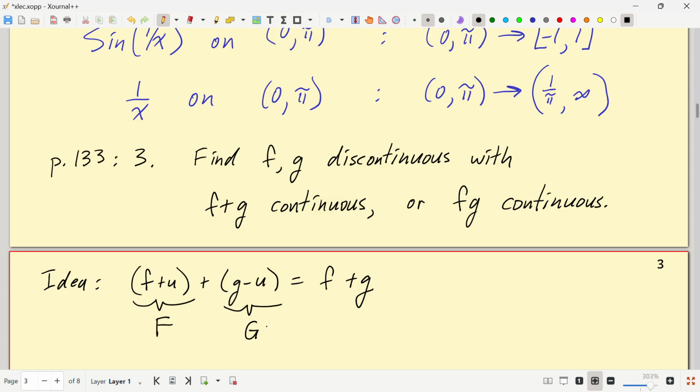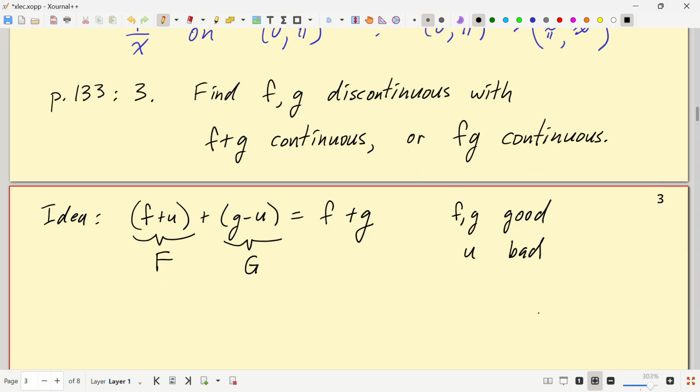All right, so what do I want? I want these things to be discontinuous. So if I have little f and g being continuous and u not continuous, then I could do this trick of adding and subtracting. So you could have f and g good, u bad, and then the capital F and the capital G would be bad.